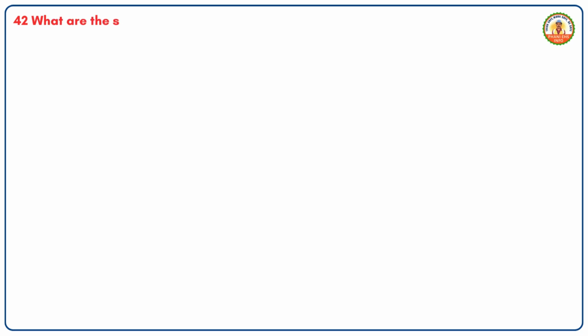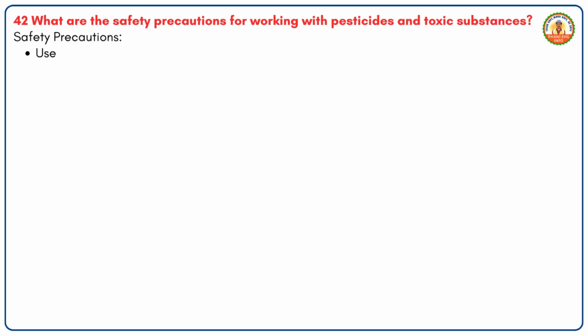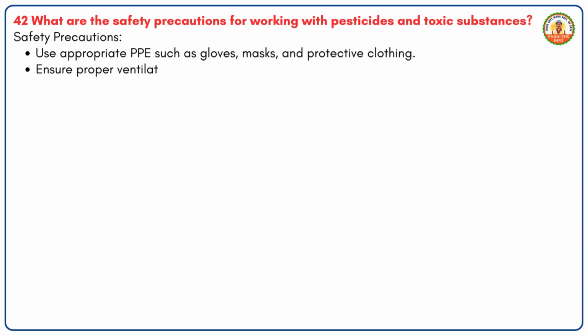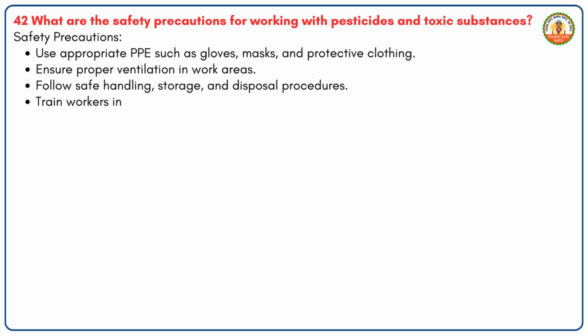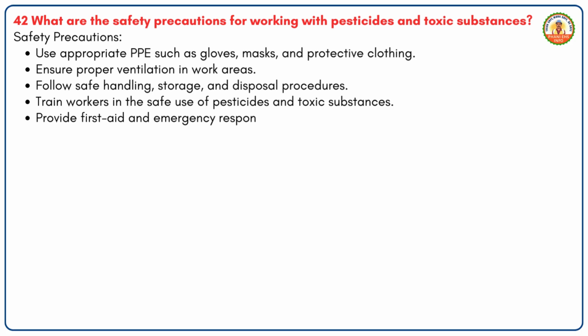42. What are the safety precautions for working with pesticides and toxic substances? Safety precautions: Use appropriate PPE such as gloves, masks, and protective clothing. Ensure proper ventilation in work areas. Follow safe handling, storage, and disposal procedures. Train workers in the safe use of pesticides and toxic substances. Provide first aid and emergency response procedures. Regularly review and update safety protocols.